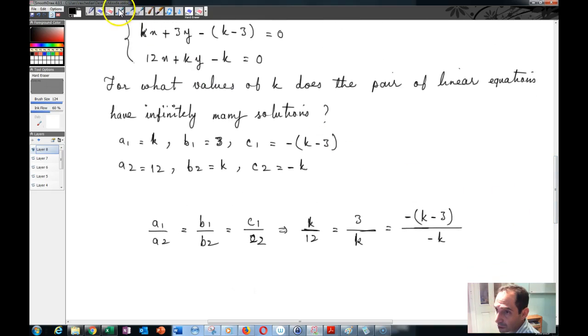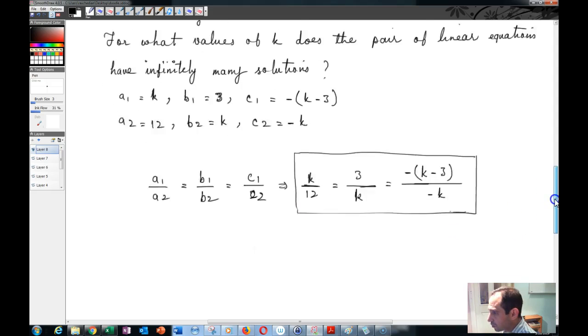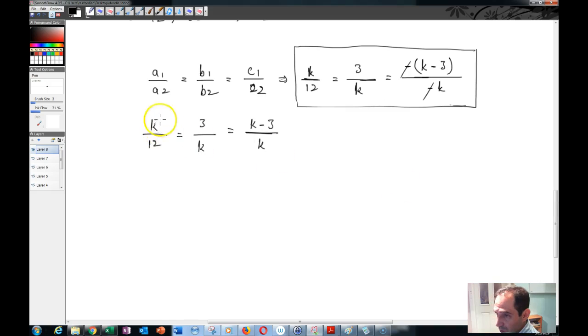So when we say that our condition is this condition over here, that K by 12 is equal to 3 by K is equal to negative K minus 3 over negative K, what that means is that you can think of this as two equations. I can write this as K by 12 is equal to 3 to K, which is equal to 3 minus K over, basically you can write it as K minus 3 over K. So negative and negative you can simply cancel out, K minus 3 over K. So it has two parts, this part over here and also this part over here.